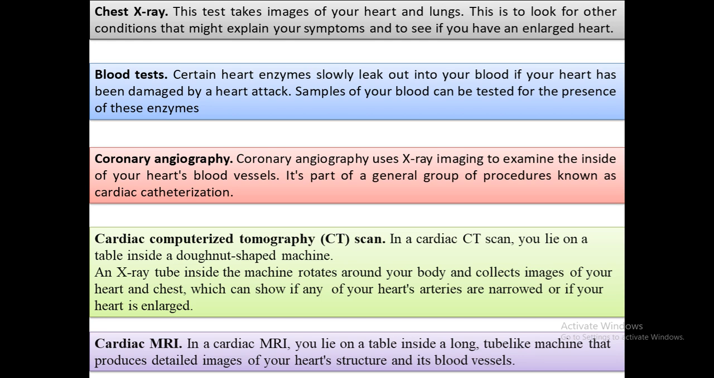Then there is cardiac MRI. In cardiac MRI you lie on a table inside a long tube-like machine that produces detailed images of your heart structure and blood vessels. So by this cardiac MRI, the doctor can diagnose whether there is any problem associated with it or not.